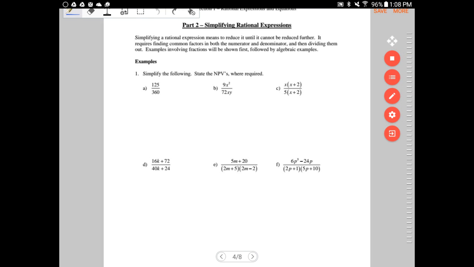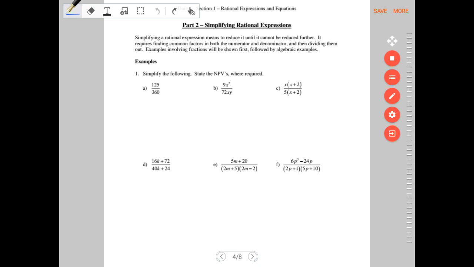Welcome to a short little video on simplifying rational expressions, part 2. To simplify a rational expression means to reduce it until you can't reduce it any further. It requires finding common factors in both the numerator and denominator and dividing them out. Examples involving fractions will be shown first, and then we'll get into some that have algebra.